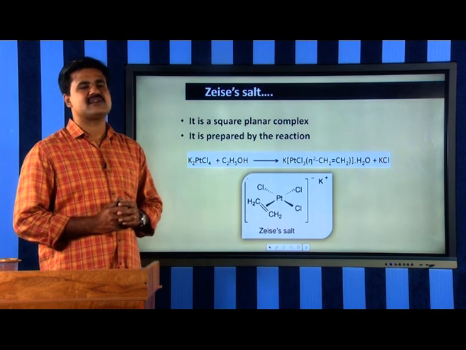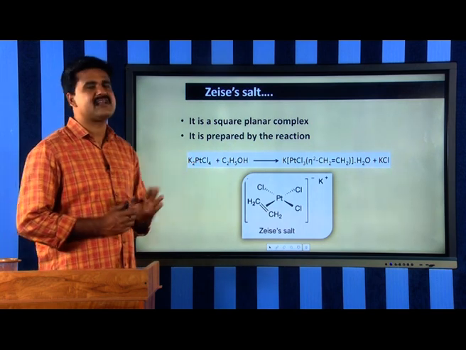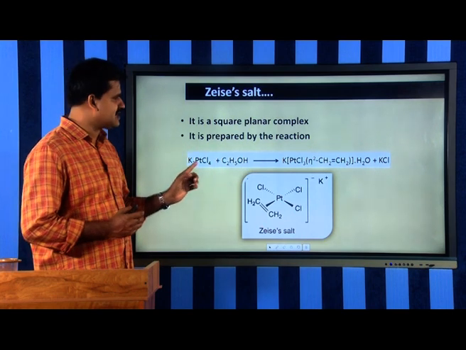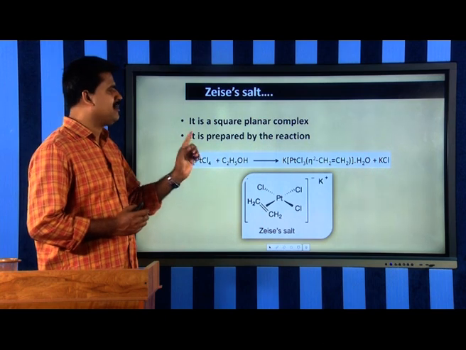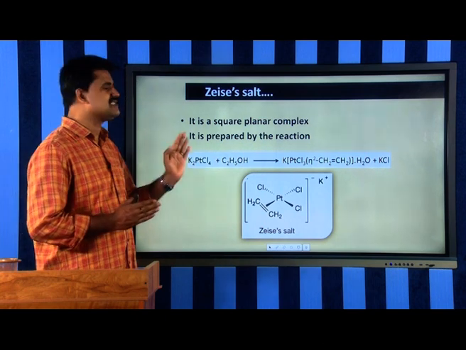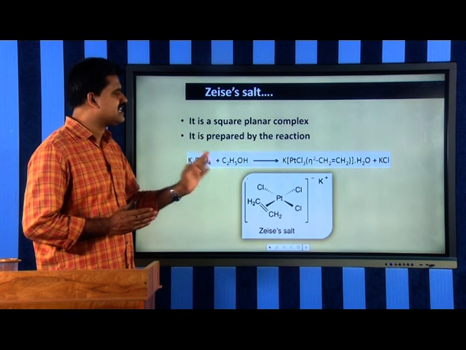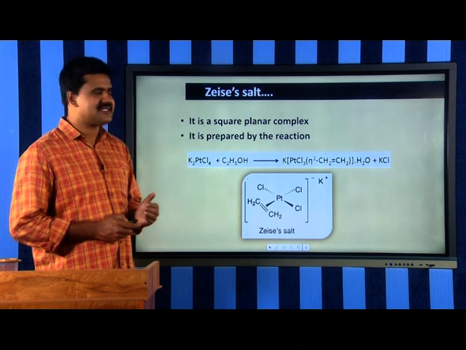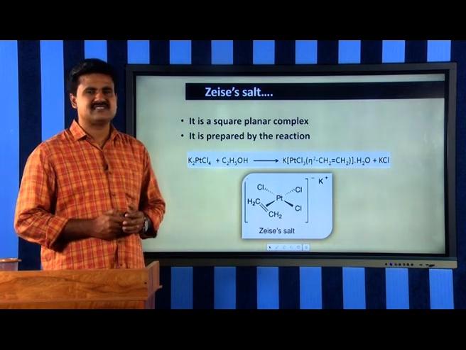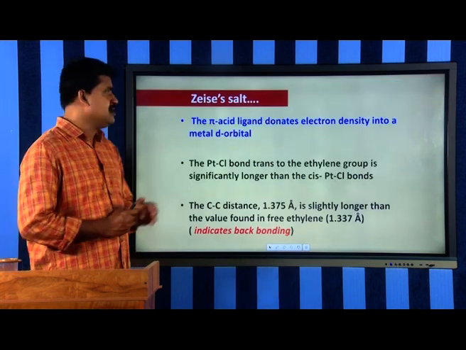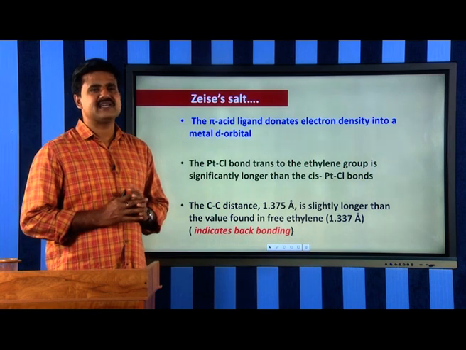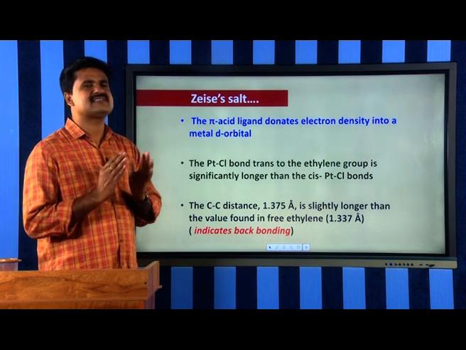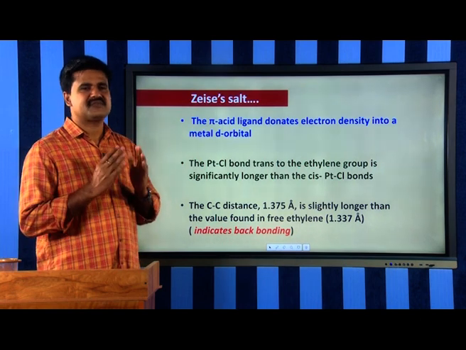The central coordination complex is said to be square planar in nature, and [PtCl3(CH2=CH2)] minus is inside the square bracket, that is, the coordination sphere is that negatively charged moiety, and K plus is present outside, in the ionization sphere. This is the square planar structure of Zeise's salt. Now, the pi acid ligand donates electron density to the metal d orbital. This is the bonding feature of Zeise's salt.